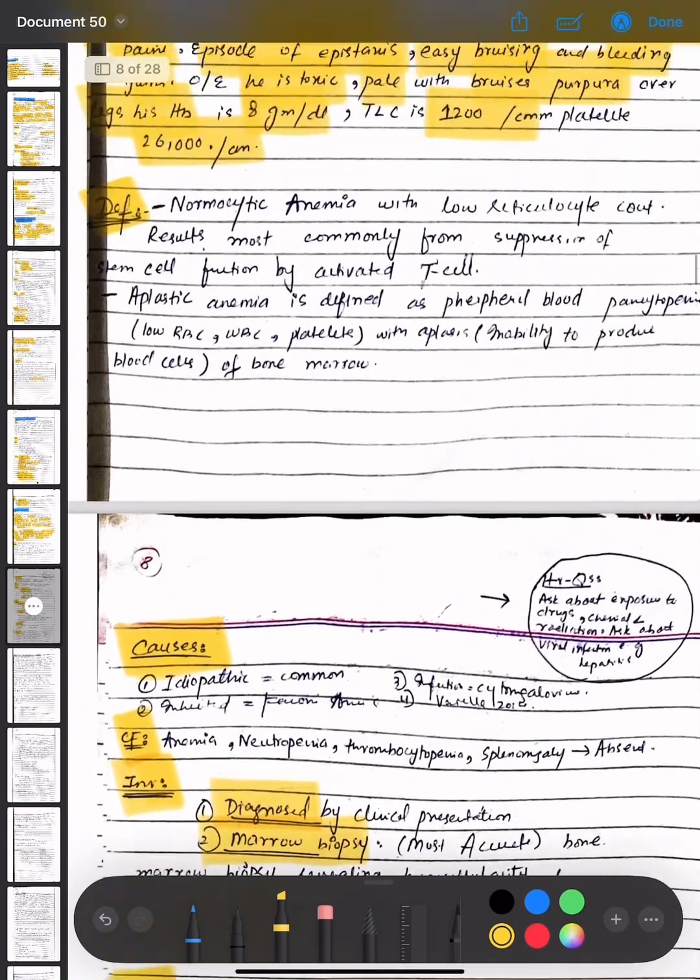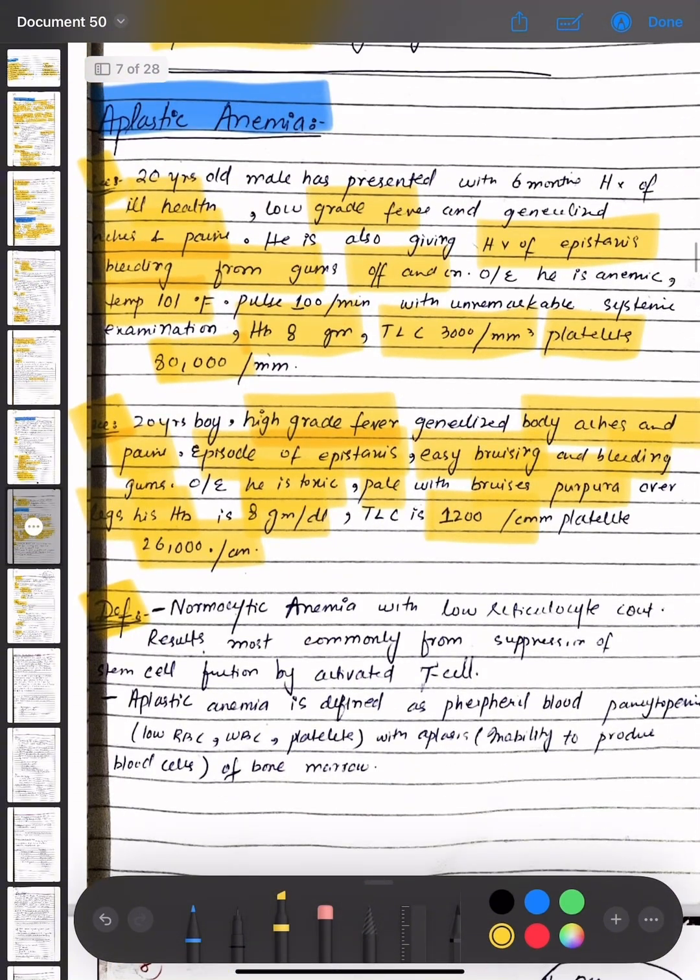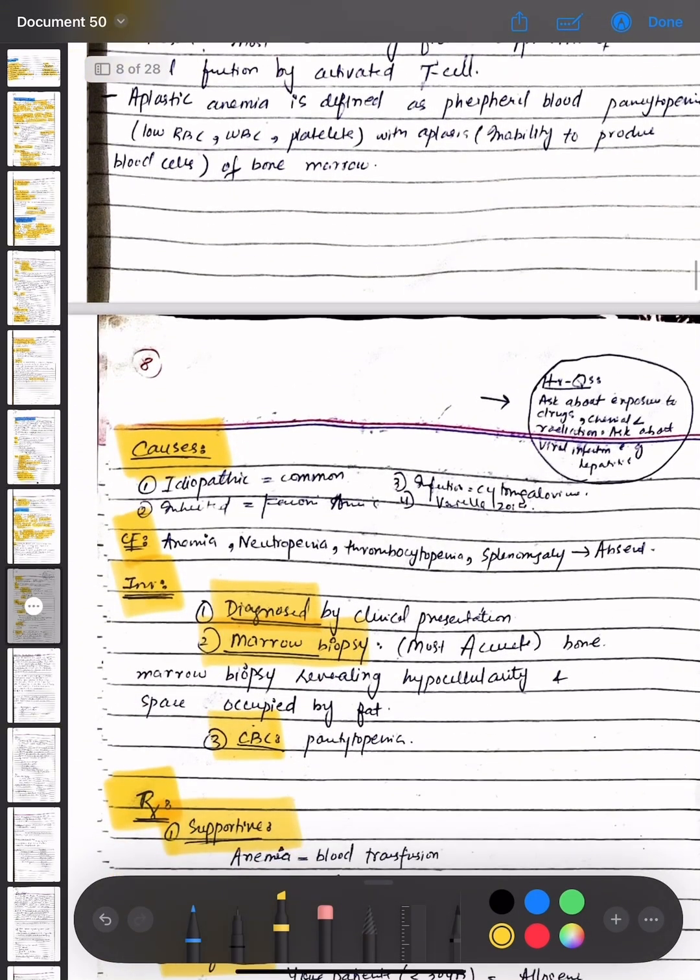So we have discussed the aplastic anemia, its scenario, that high grade fever, body aches and epistaxis, bruising, bleeding gums, toxic pale, bruises purpura over the legs, and 8 gram HB. So what is the definition of aplastic anemia? Then what are the causes?